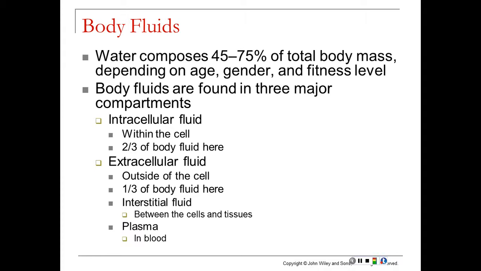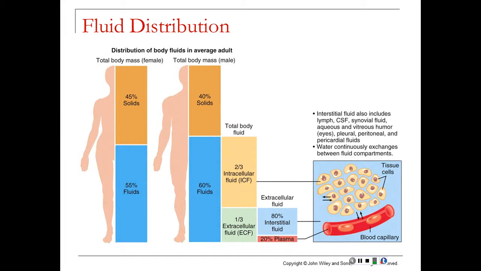Then you have your extracellular fluid, which is outside of the cell. And this could either be the fluid in between the cells and tissues or the blood plasma. So when we're talking about extracellular fluid, we're either talking about interstitial fluid or blood plasma, which is the fluid around the blood cells. So in general, looking at our total body composition here, you see females about 55% fluids, males, because they have higher muscle composition in general, have higher fluid.